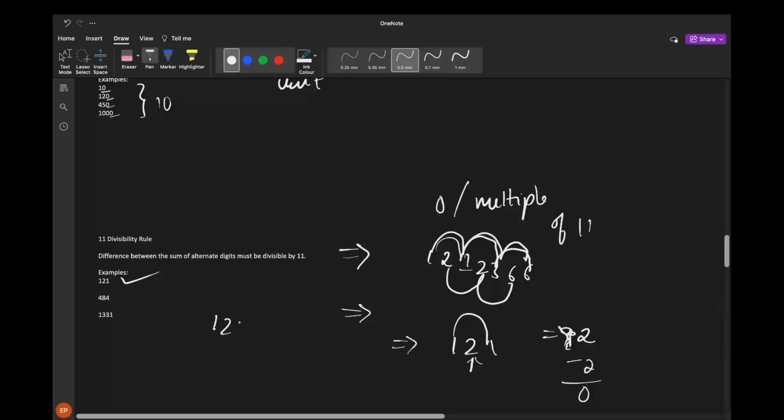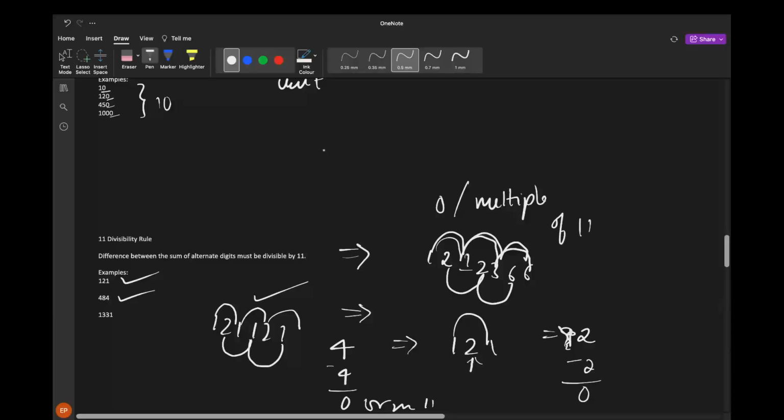You can take another example, 121. Sum it. 1 plus 1, 2. 2 plus 2, 4. There is no number left, right? 2 plus 1, 3. 3 plus 1, 4. 4 minus 4, 0. 0 or a multiple of 11 means it is divisible by 11.